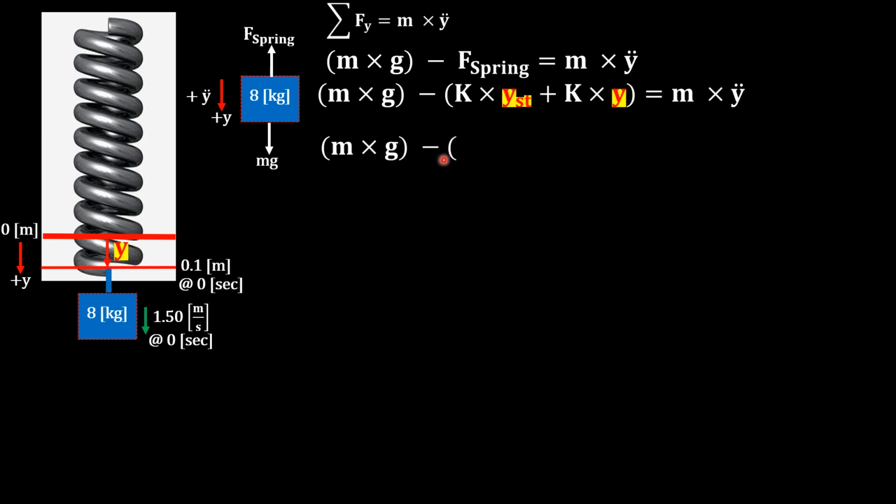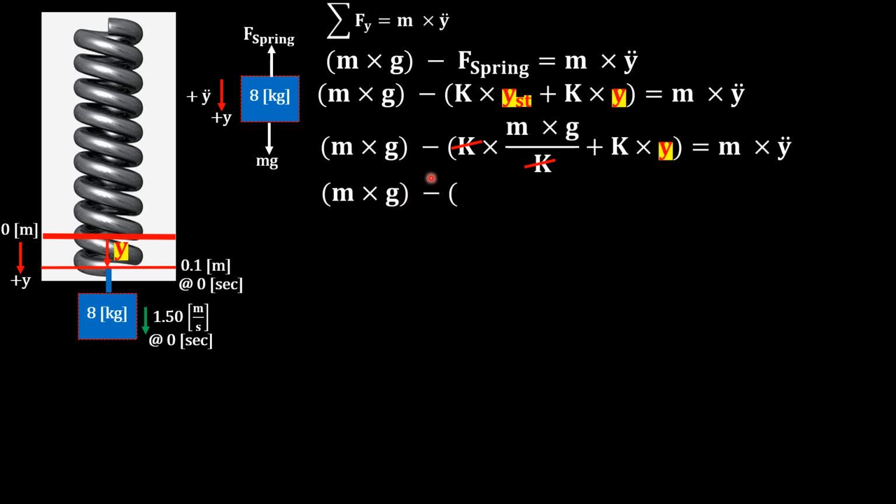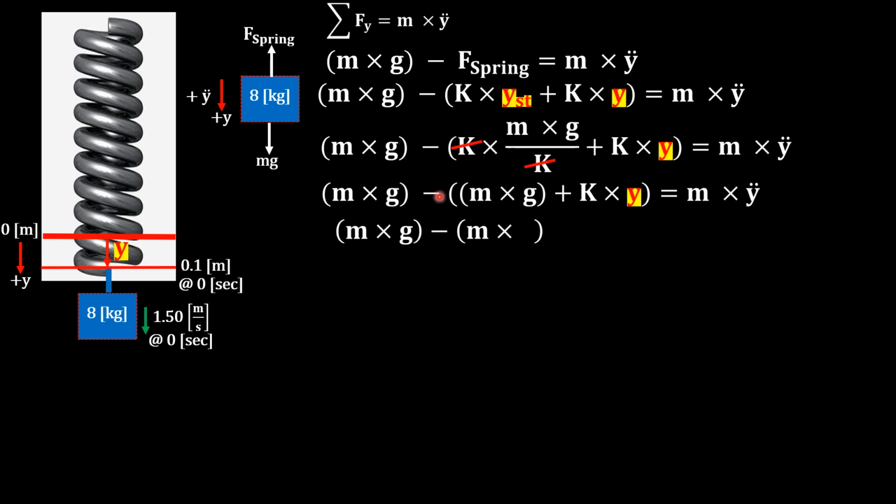So here what we can do is we can replace y stretch that we have by the relationship that we discussed in the previous slide. So now we can delete this k with this k, and we will be left with mass times gravity minus mg times the spring stiffness times the amount it was displaced, equal to mass times acceleration. So here we will distribute the negative into the parentheses, so it will give us mg minus mg minus k times y equal m times y double dot.